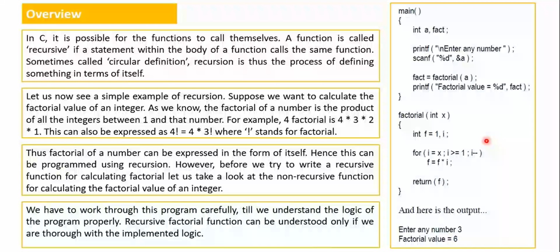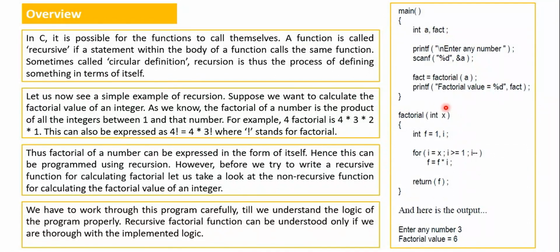So let's try to understand this function. Basically in the main function we have the variable int a. We print the message to enter the number, read the number and store it into variable a. And we pass the same variable to the function defined as factorial.